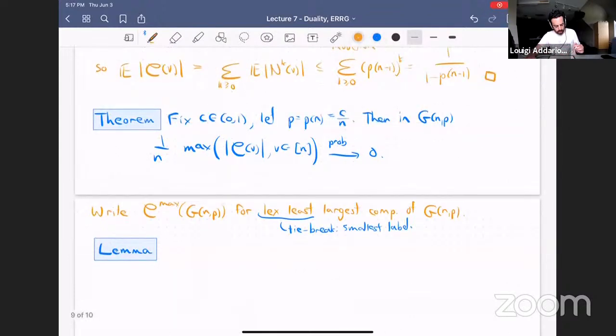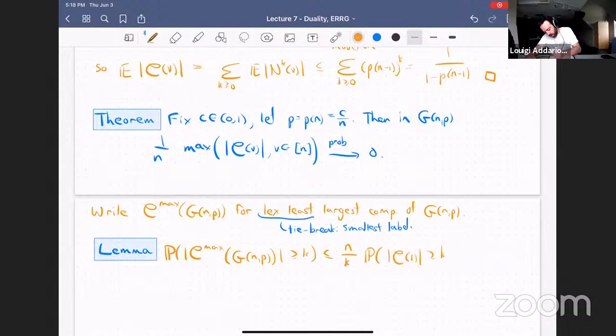So then the probability that the largest component of GNP has size at least k is at most n over k times the probability that the component containing vertex 1 has size at least k. This is just an easy way to transfer information about bounds for the size of one component into bounds on the size of the largest component.